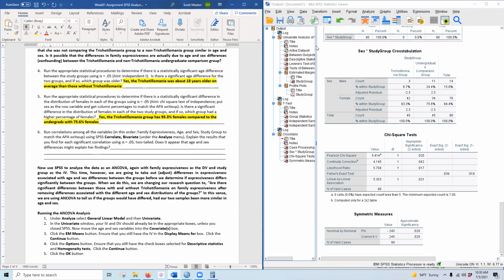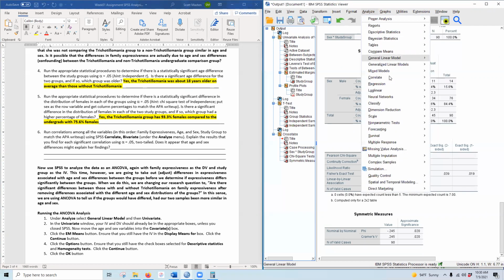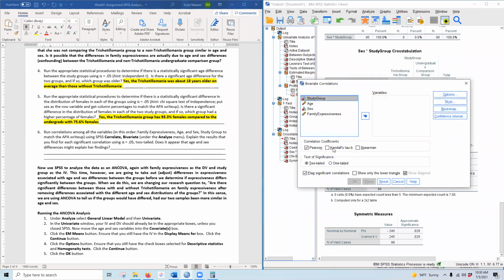So we're going to do correlations. We're just going to do everything, but I do tell you to do it in a specific order. Gosh, I can only imagine what story led to me giving this very specific instruction. So family expressiveness and age, and then sex, and finally study group. So our DV, two potential covariates, and then our IV. One or two-tailed? Well, we're doing two-tailed because we don't have specific hypotheses. We're just seeing, are these things associated? So boom.